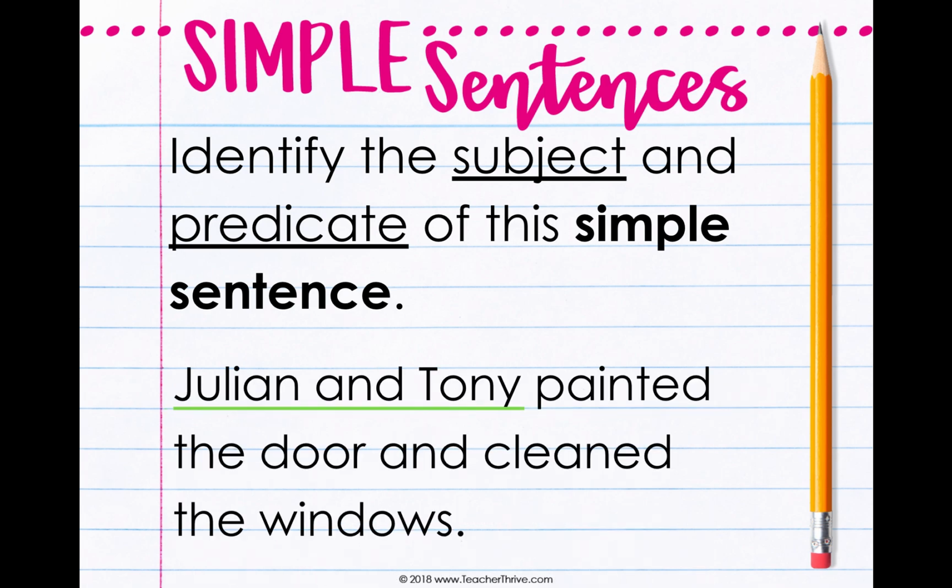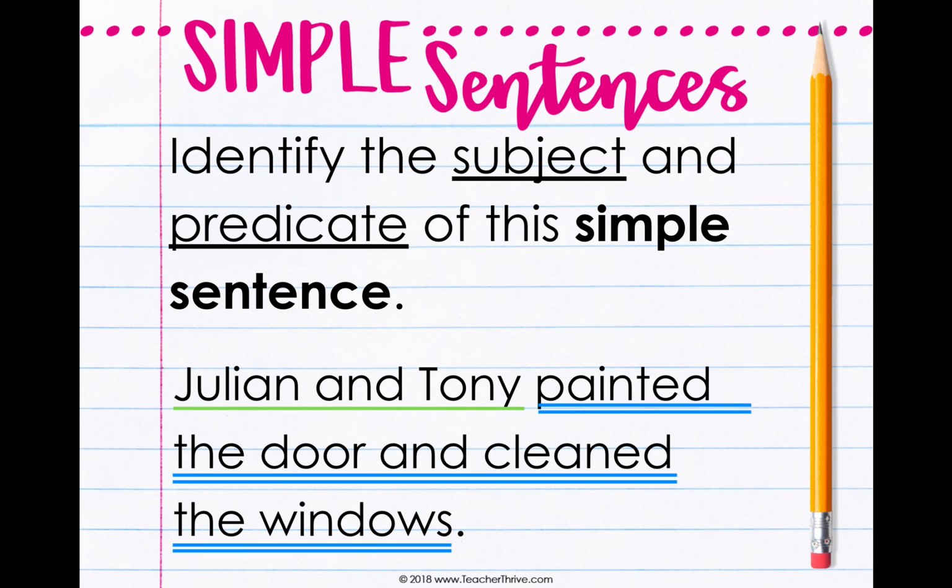Julian and Tony painted the door and cleaned the windows. This sentence has two subjects and two predicates. So Julian and Tony would be the complete subject, painted the door and cleaned the windows would be the complete predicate, all of the words in the predicate. And painted and cleaned would be our two verbs, and Julian and Tony would be our two nouns.